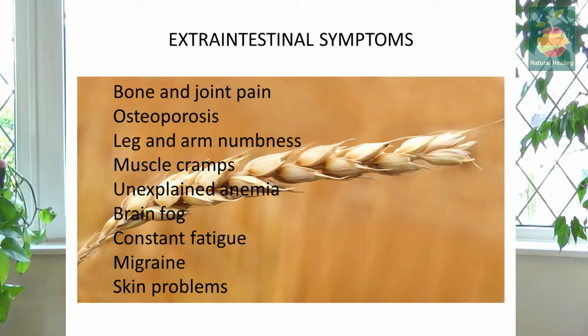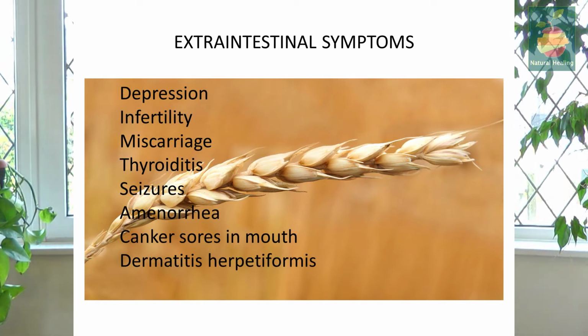For example, if you don't absorb iron, you'll become anemic. If you don't absorb calcium, you'll get osteoporosis. So let's look now at some of the other extraintestinal symptoms that you may experience. You may experience bone and joint pain, leg and arm numbness, muscle cramps, osteoporosis, anemia, brain fog, fatigue, infertility, miscarriage, depression. There's a whole host of symptoms that you may experience.